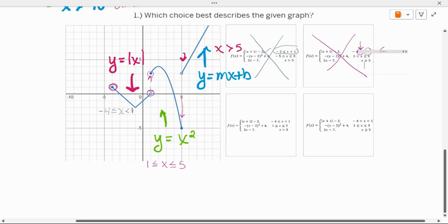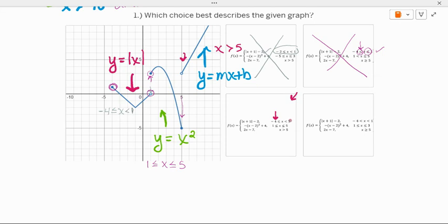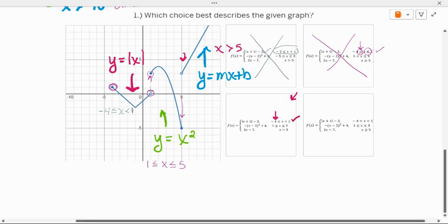So now let's move on to the next one. When I look at this choice right here, when I look at my domain values for my absolute value function, -4 is less than or equal to x, which is less than 1. That seems to work. What about my quadratic function? So I verify that it is quadratic. 1 is less than or equal to x is less than or equal to 5. That's correct. And lastly, x is greater than 5. So this is the piecewise function that represents this graph.